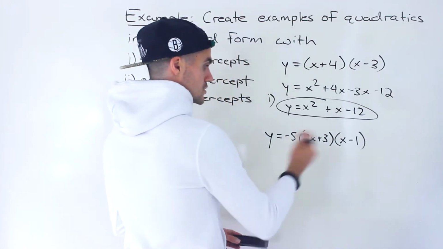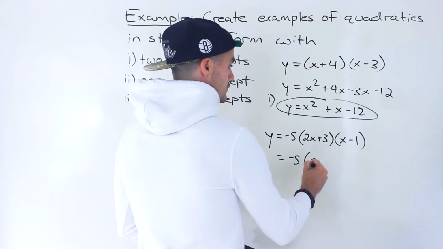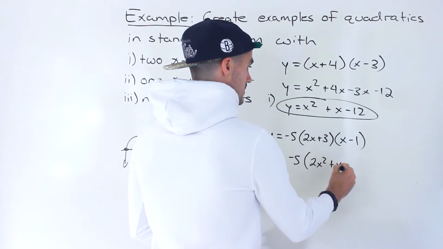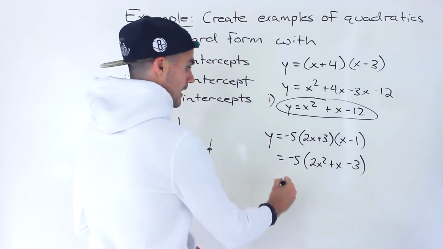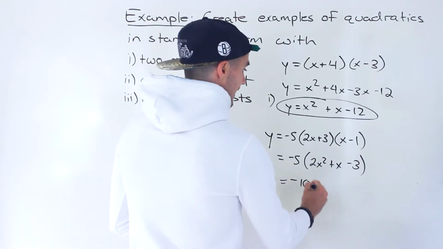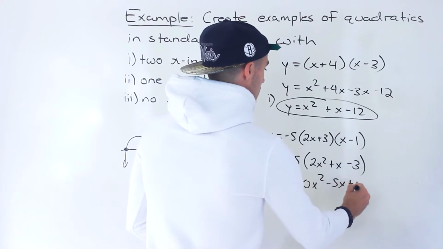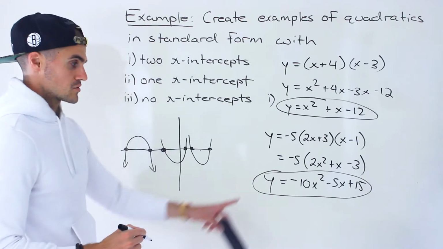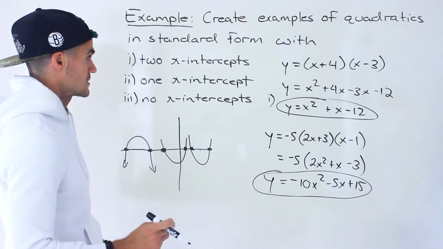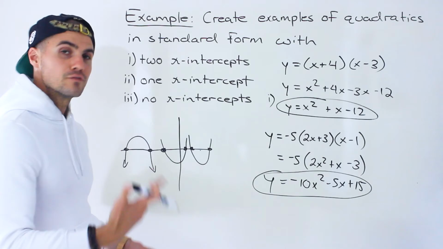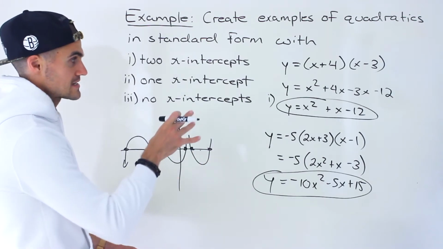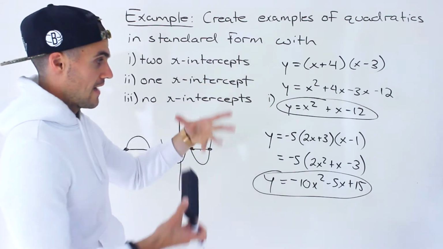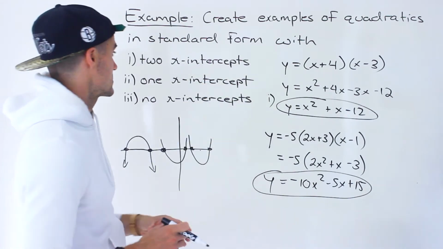And so what you would do is just expand this, -5, 2x squared. This would be minus 2x plus 3x, which would give us positive x, and then we'd have minus 3 like that. And then we could distribute the -5 into the bracket, and there we have a quadratic that's in standard form. So this is going to have two x-intercepts as well. Right, so an infinite amount of examples. That's typically how I would do it. I would start with factored form for this case and then expand it into standard form.